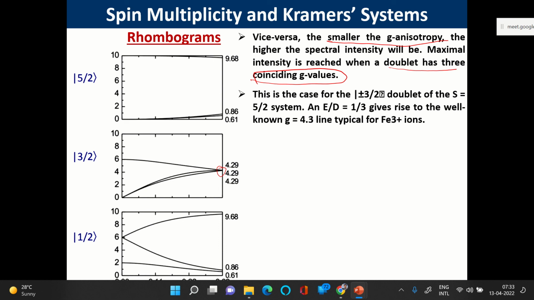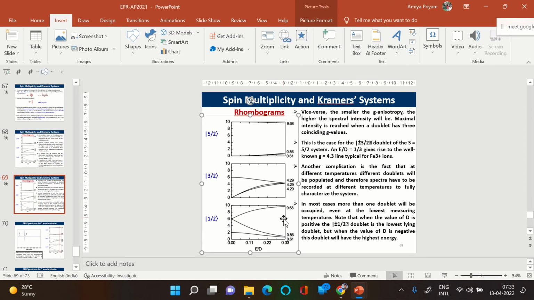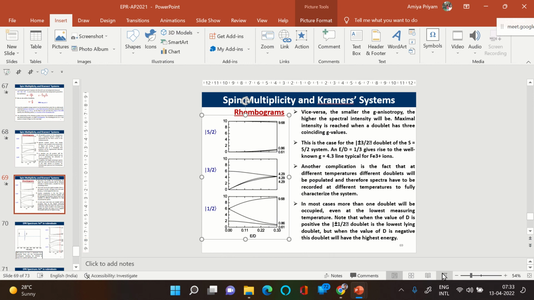Kramer doublets for an S is equal to 5 by 2 system, and at an E by D of 1 by 3, you can see here the scale is not visible. That's a problem. I must have reduced it further. Okay, now it will be visible.